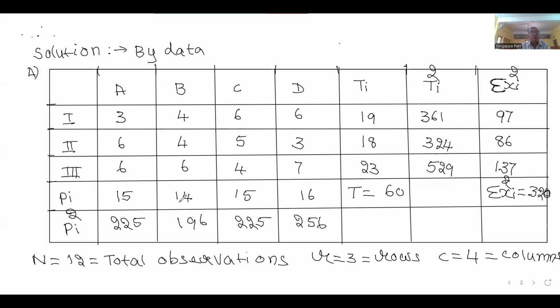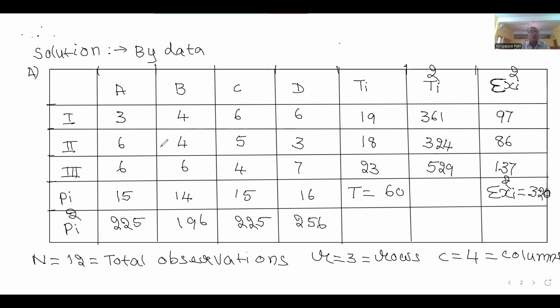Now the 19, 18, 23, and this total, you can show as Ti. Their values are 15, 14, 15, 16, and the total is 60. This is given. And next column, you take Ti square. Ti square means 19 square, this is 361. And next, summation of xi square means 3 square plus 4 square plus 6 square plus 6 square. It is 97. Okay. Now, next, here Ti total value is given, 18, and Ti square, 18 square, is 324.